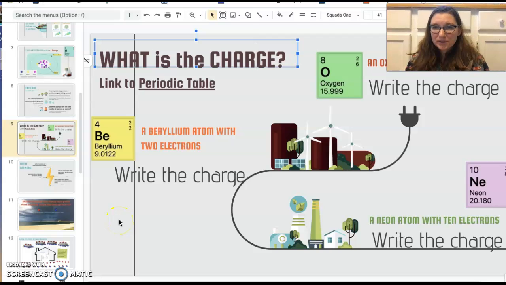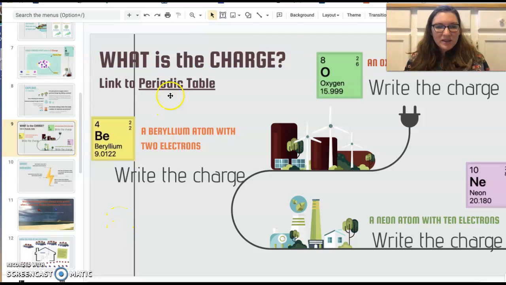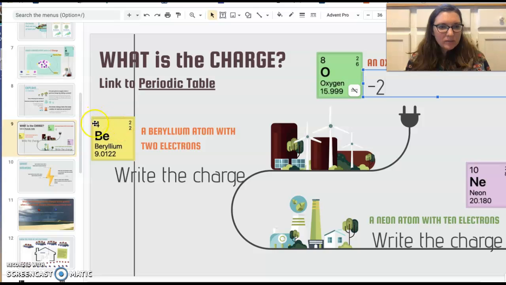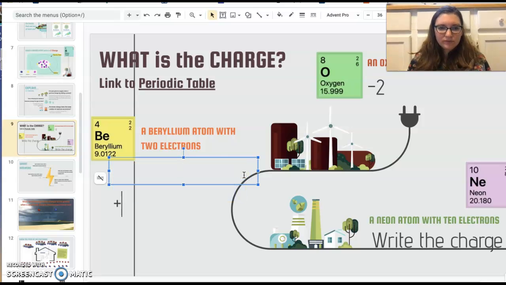Hey, here's part 2 of the Investigation 5 review. So now we're looking at what is the charge. An oxygen atom with 10 electrons is going to have a charge of -2. A beryllium atom with 2 electrons is going to have a charge of +2.